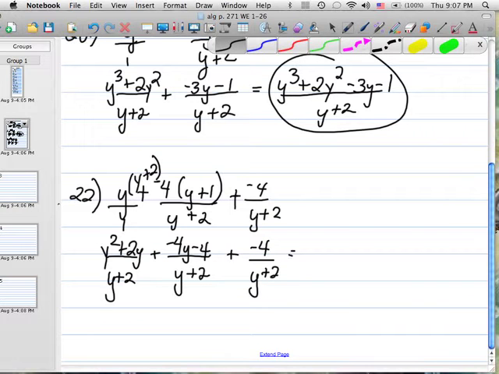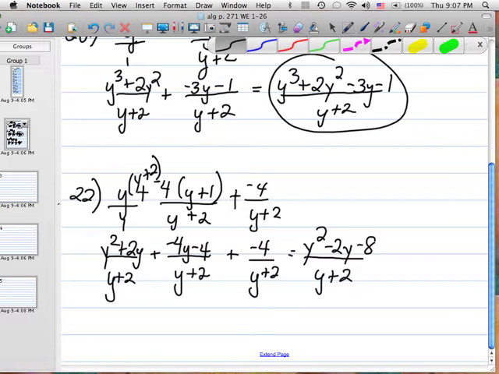Now they all are over y plus 2, so we can collect like terms, decreasing order: y squared, positive 2y and a negative 4y make negative 2y, and a negative 4 and a negative 4 make negative 8, over y plus 2.